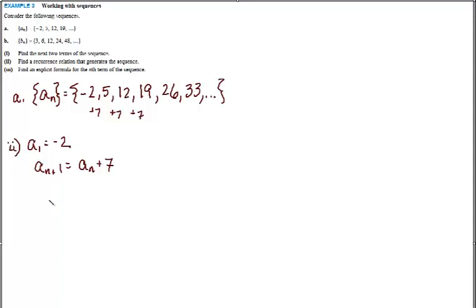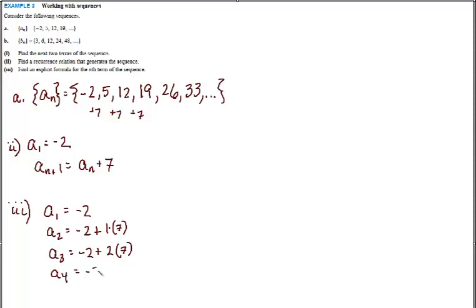Find an explicit formula. Then this one takes a little bit more work. So let's see what's going on. If I look at a sub 1 equals negative 2, a sub 2 was then negative 2 plus 1 times 7. A sub 3 is negative 2 plus 2 times 7. A sub 4 is negative 2 plus 3 times 7.